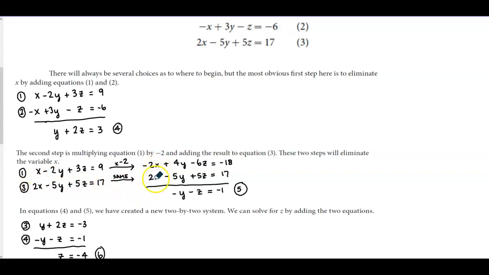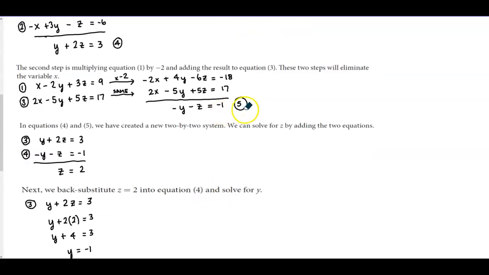So now what we can do is eliminate the x variable again, which, again, is what we want to do. Negative 5y plus 4y is negative y. Negative 6z plus 5z is minus z. And negative 18 plus 17 is negative 1. And so now we've created equation number 5.